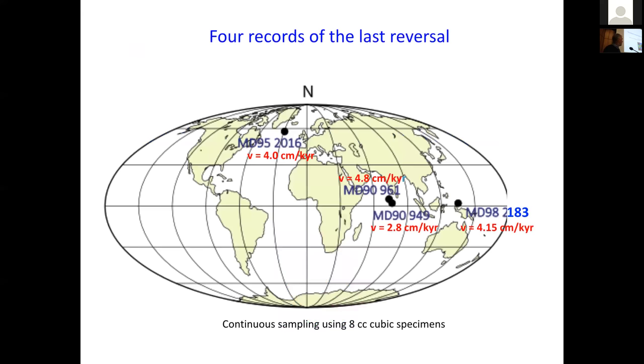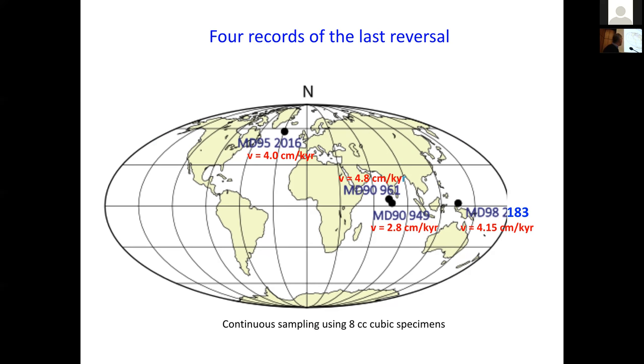So what we did is a simple experiment which consisted of looking at 4 different reversal records, all obtained from sediments, with typical deposition rates comprised between 3 centimeters per kilo year and 4.5 centimeters per kilo year.